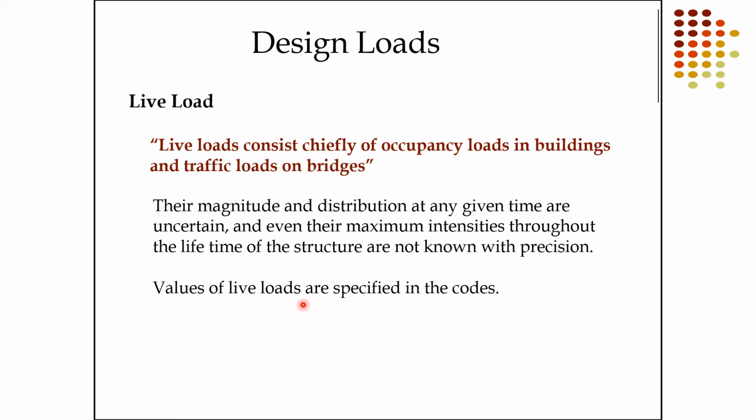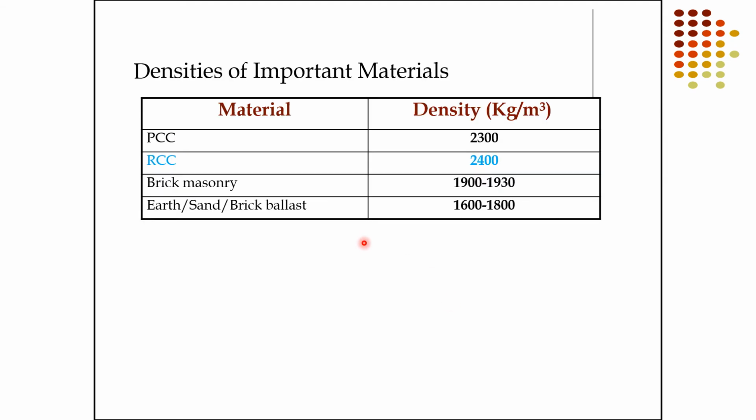Values of live load are specified in the codes. First of all, density of some important materials, for example, PCC, plain cement concrete, that is 2300 kg per meter cube. Similarly, RCC, reinforced cement concrete, 2400 kg per meter cube. Why am I discussing this? Because these important values are needed for the design of concrete structures. Brick masonry, 900 to 1930, earth, sand, brick ballast, 600 to 1800 kg per meter cube. These are very brief, limited values, a limited table.